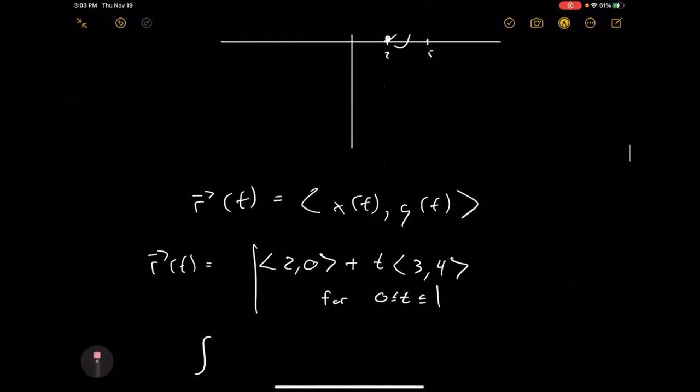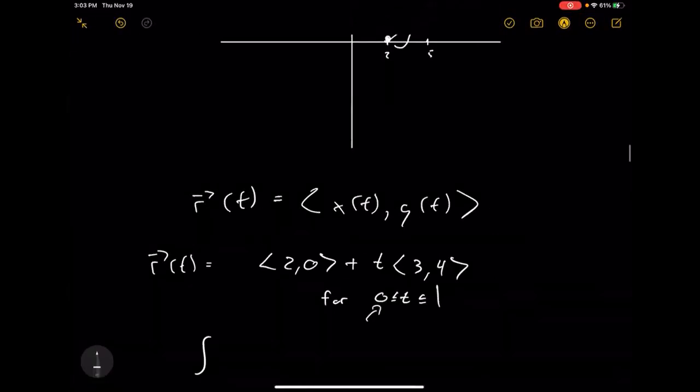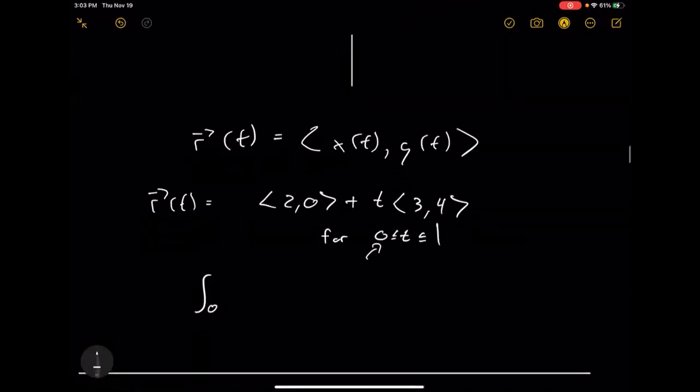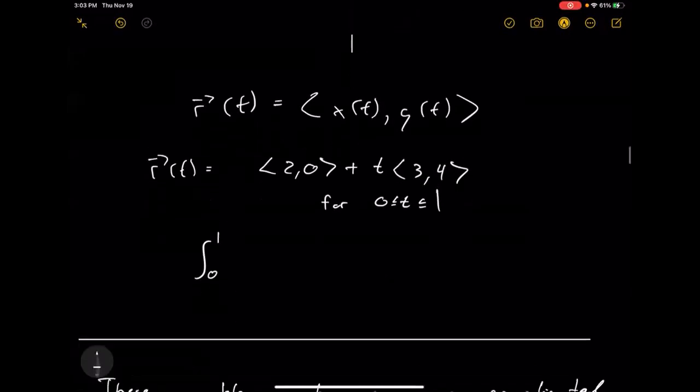So my integral, and let's see, my t equals 0, that would be my starting point, right? If I plugged t equals 0 into my parametric function here, I would just end up with the 2, 0, which is my starting point. And then if I plugged in 1, I would end up with the 5, 4, which is my endpoint. So I want to integrate this from 0 to 1 in terms of t.